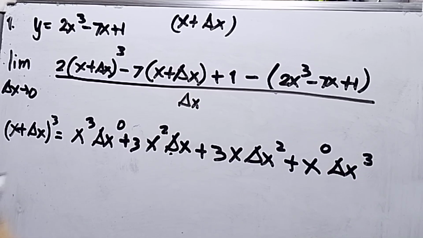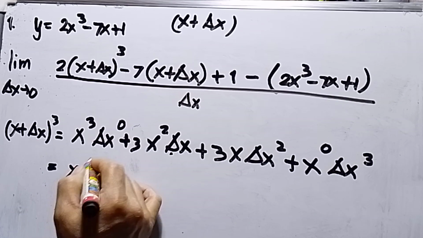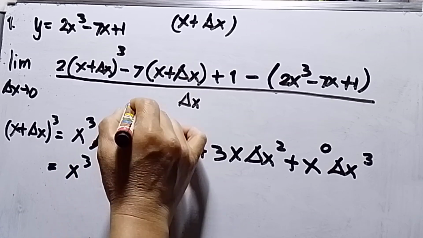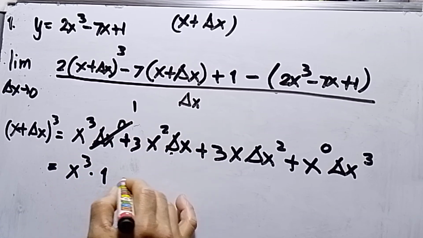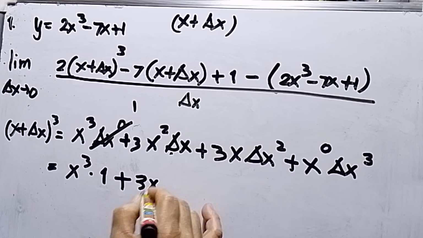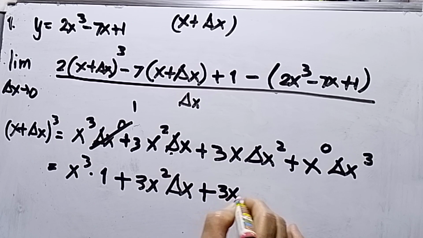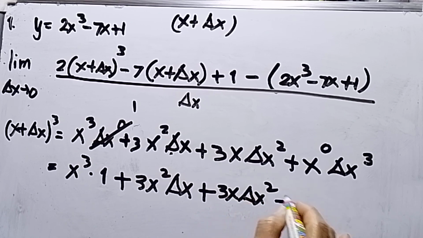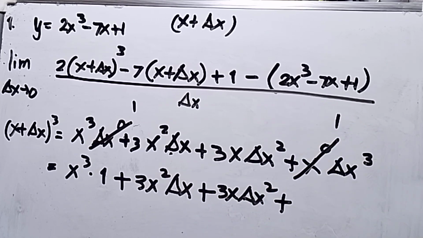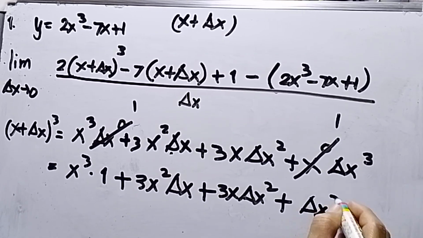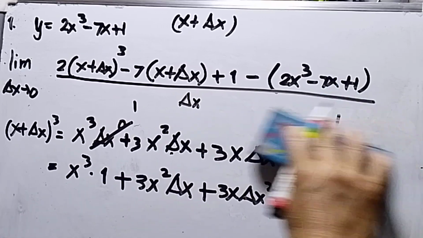So I have here x cubed. Take note, this is equal to 1, so this is multiplied by 1, then plus 3x squared delta x plus 3x delta x squared plus, this will be equal to 1 because any variable or number raised to 0 will be equal to 1, so this will be delta x cubed. So I need to replace in here.